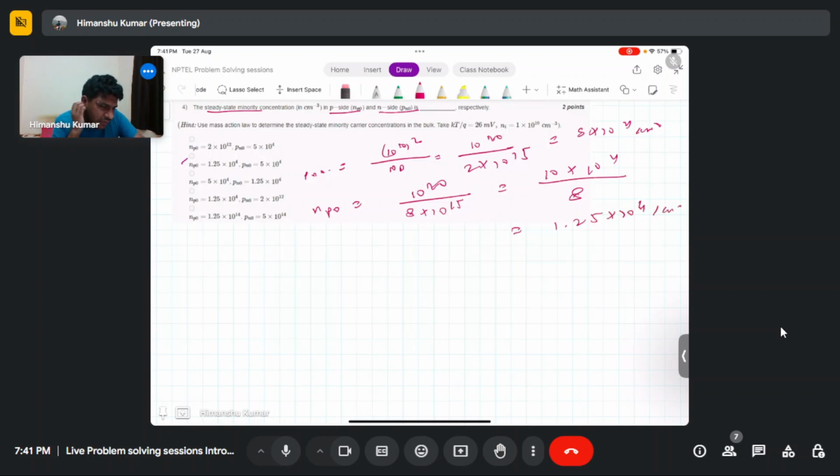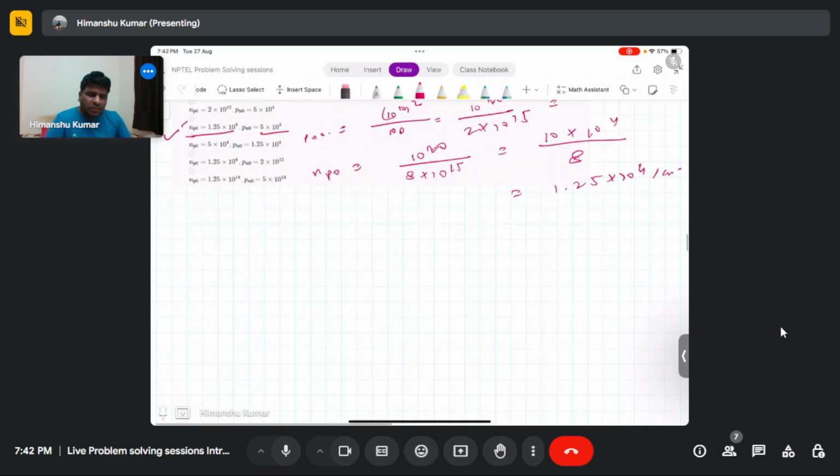So the correct answer is 1.25 into 10 power 4 and 5 into 10 power 4. So B is the correct answer. This was a fairly straightforward question, just formula substitution.